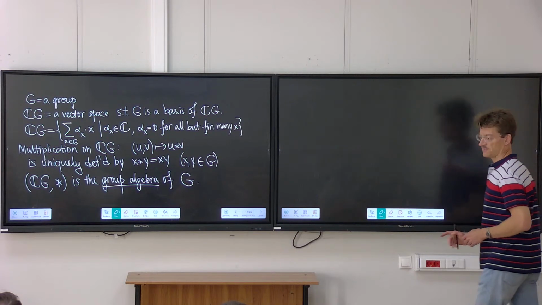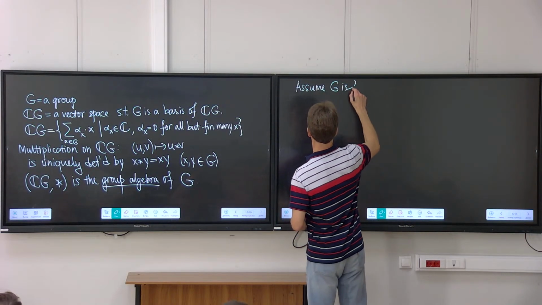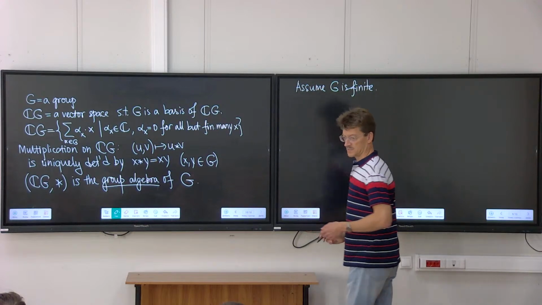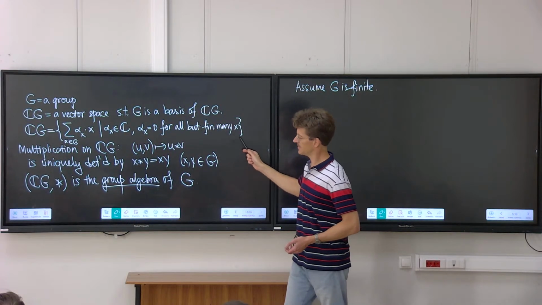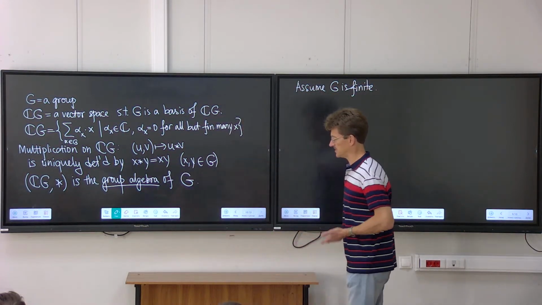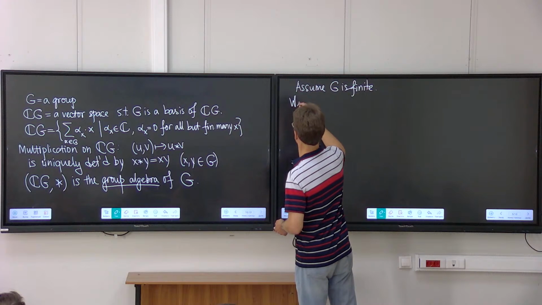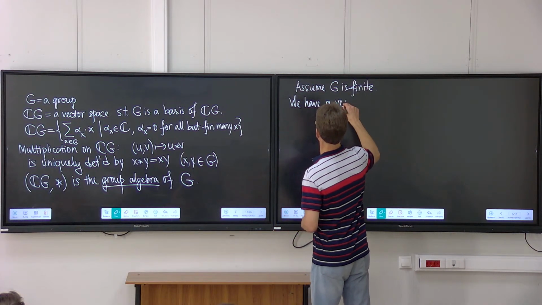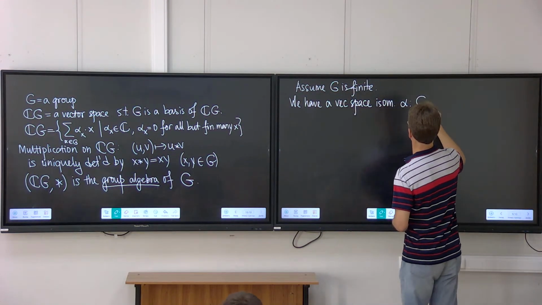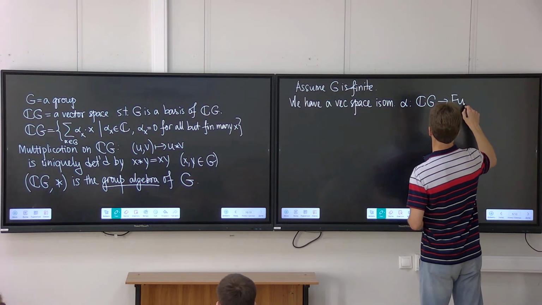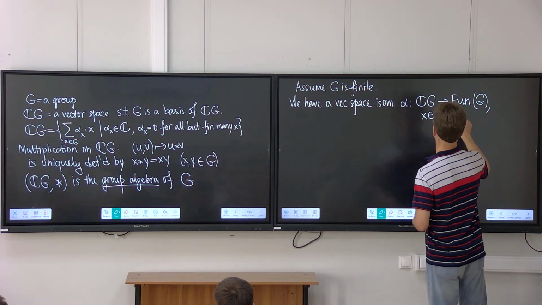Let's now assume that G is finite. In this case, this condition is satisfied automatically. So we may identify CG, as a vector space, with the space of all functions on G. So we have a vector space isomorphism, denoted by alpha, between the group algebra and the space of all functions on G, which takes every element x in G to the respective delta function.